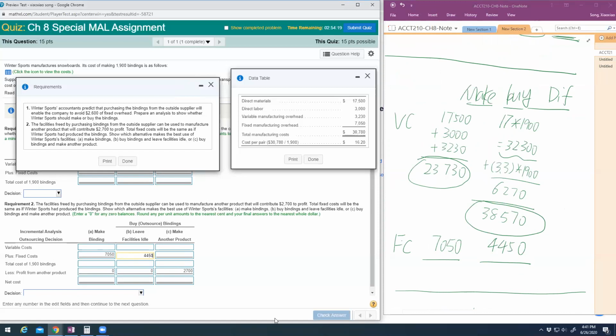Just check. Okay, yes. And then the third scenario is if you buy but you make another product, your fixed cost will be the same as you produced the product. So it will be the same as our first scenario. It will still be the full fixed cost, 70.50.